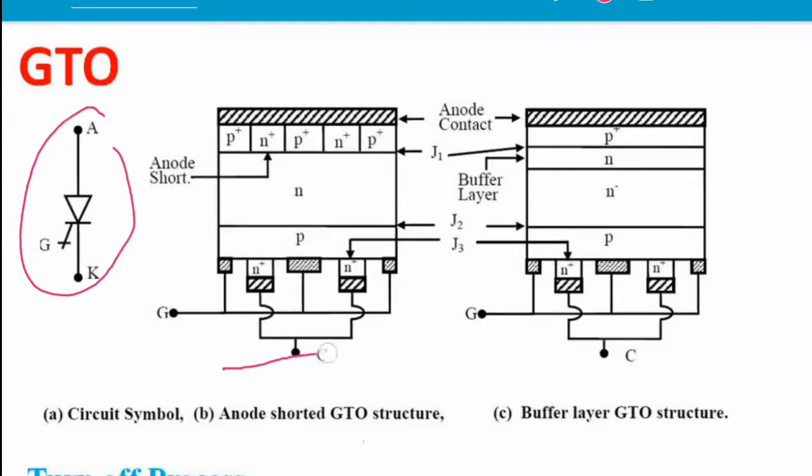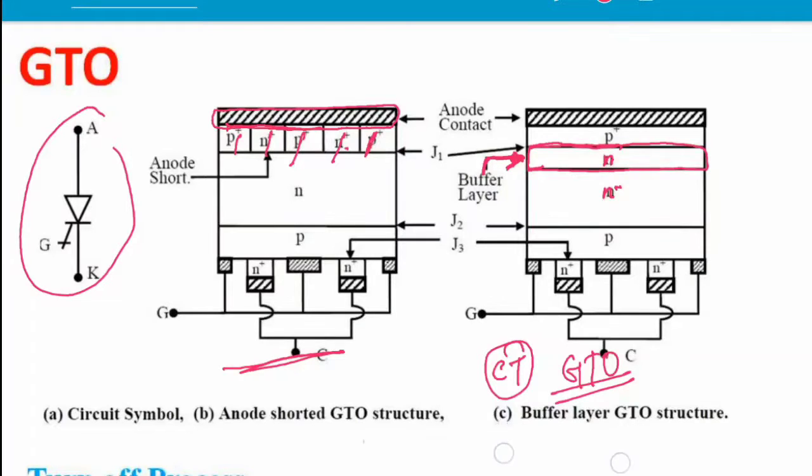This is one structure. This is called anode shorted GTO because here the p layer is grouped with n plus layers, and these are called fingers of this layer, and these fingers are shorted with anode metal. This is called anode shorted GTO structure. And another is the buffer layer structure, meaning below the p layer there is an n layer, because this n is lowly doped and here is the slightly highly doped n layer, and this is called the buffer layer. This is the difference between the general conventional thyristor and GTO.